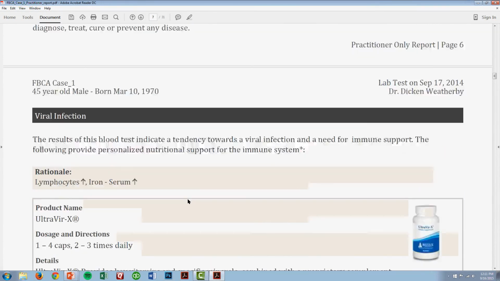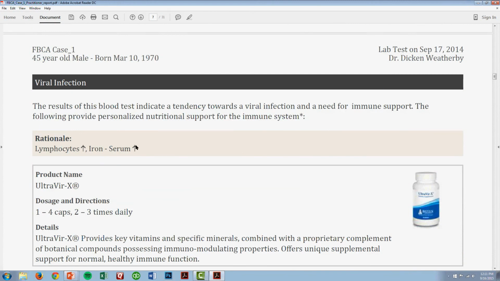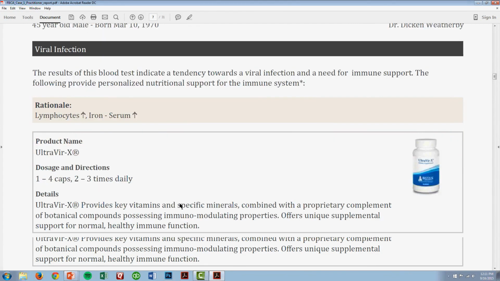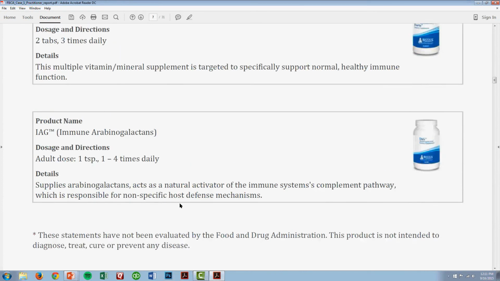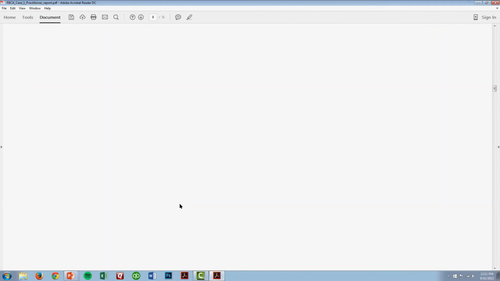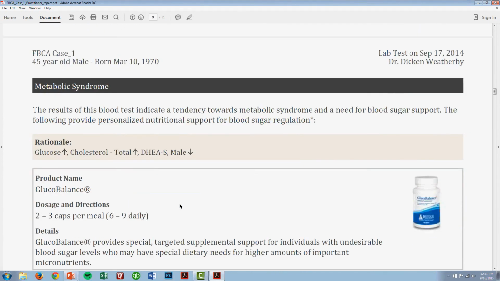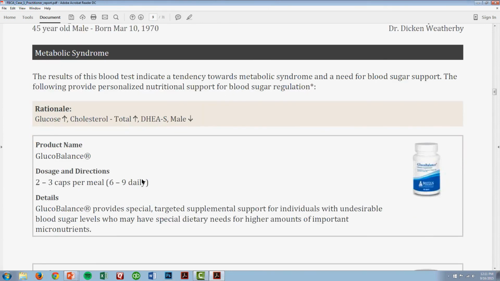And then also there's evidence of a viral infection. Lymphocytes were too high and the serum iron was relatively high. So we're dealing with some kind of immune issue here. And finally, we have metabolic syndrome going hand in hand, I think, with the cardiovascular risk issues.